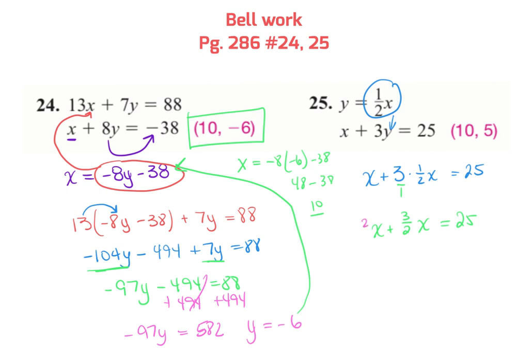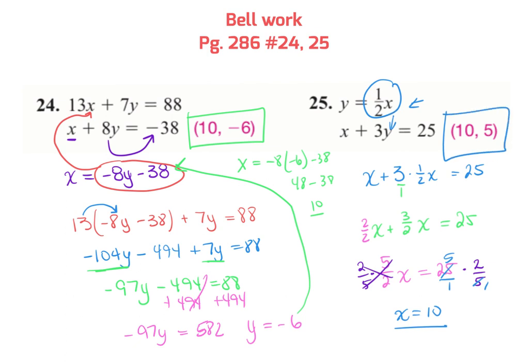Get a common denominator. 2 over 2 plus 3 over 2. That's 5 over 2 x equals 25. To get rid of a fraction, you divide or you multiply by the reciprocal. Right, these cancel. Once again, this is over 1 and you can cross cancel. So x equals 10. Once I have x equals 10, I can plug it in right here. y is 1/2 of that, so y is going to be 5.